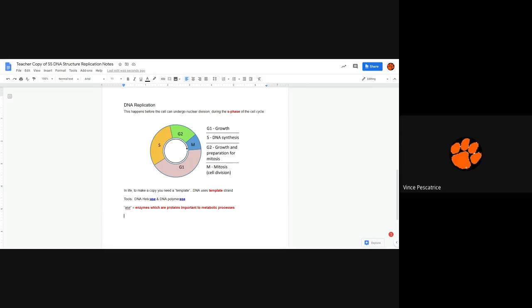In case you missed anything, this happens during S phase and cell division. DNA uses a template strand using DNA helicase and DNA polymerase. A-S-E stands for enzymes, which are proteins important to the metabolic process. So here's a picture of where these things come into play.